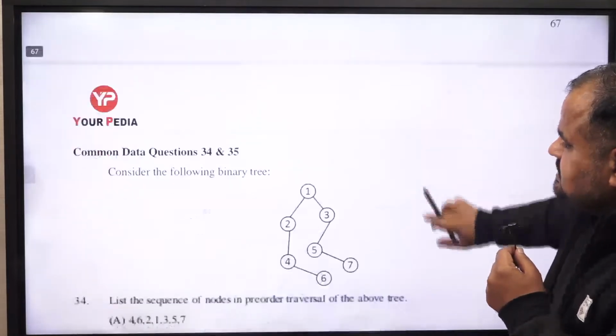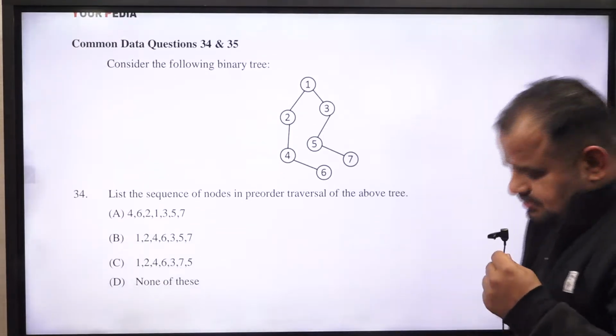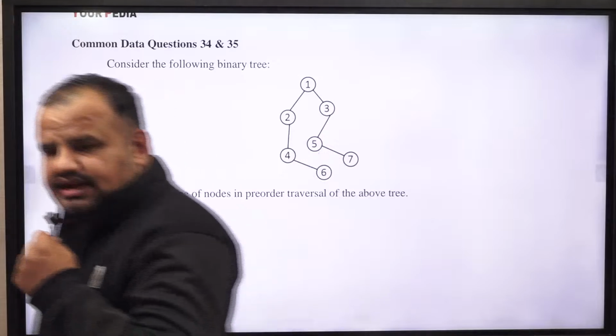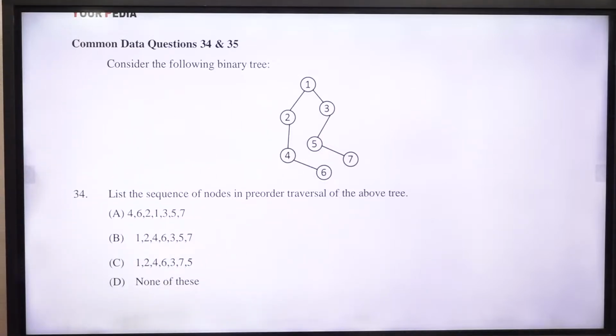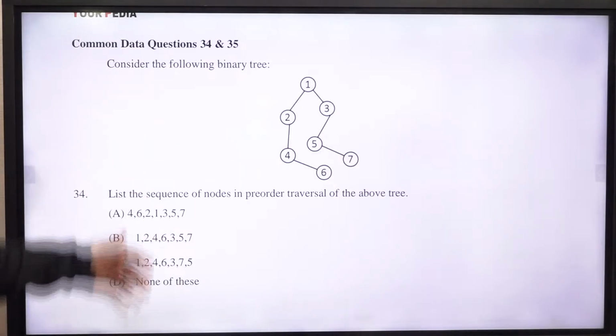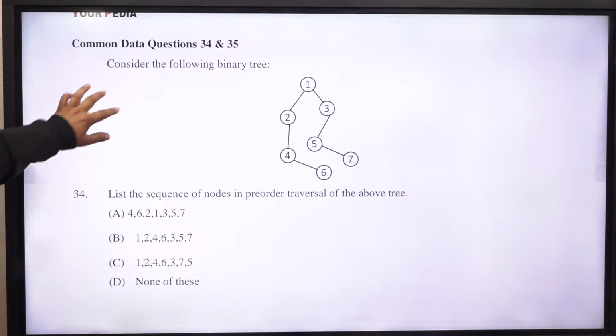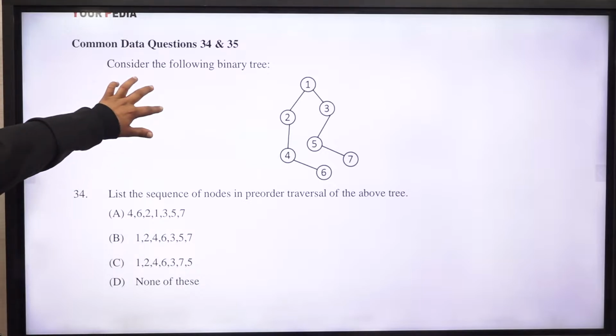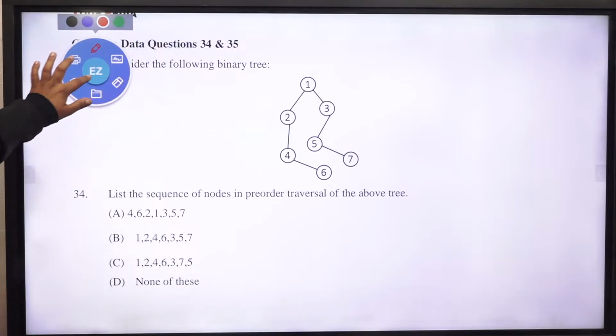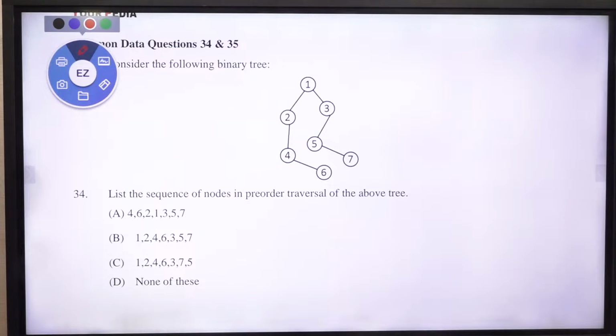Next, my dear students, now tell me, yes. Now tell me, what is the right answer for this one? Pre-order traversal. You have to find out the pre-order traversal of the given tree. What is the pre-order traversal? So my dear students, tell me fast, do it fast.